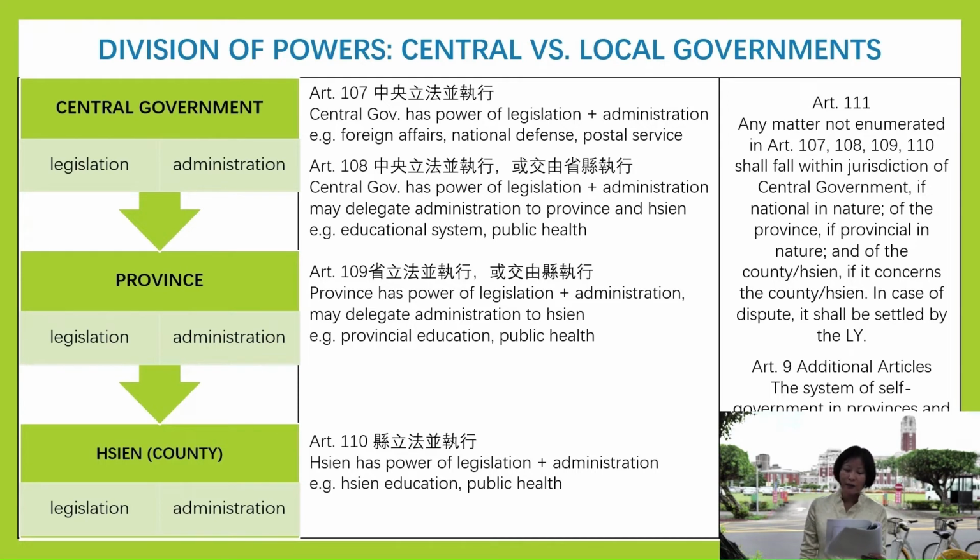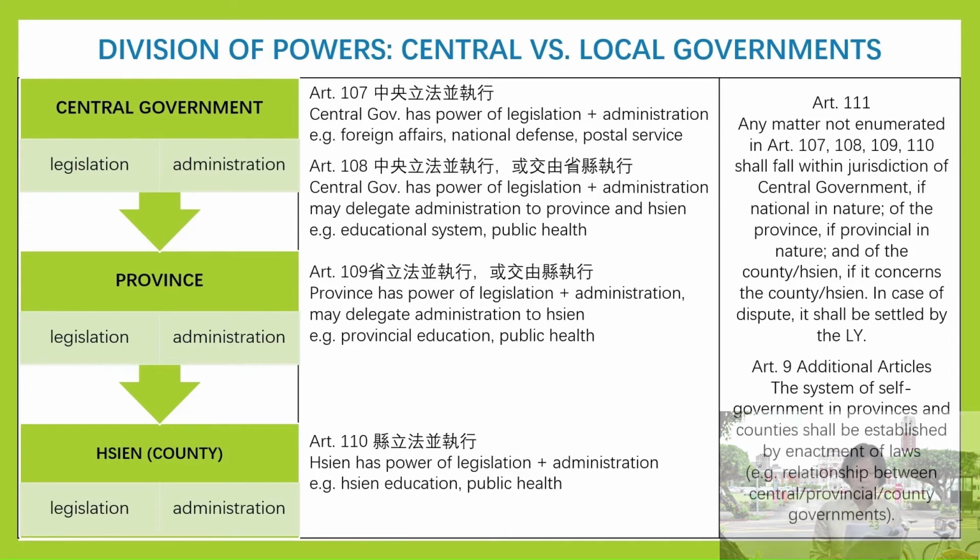Here a perfect example is public health. Public health can fall under the power of the central government, but can also be a power of the province and of the xian. And we're going to talk about a case with regard to public health in a few minutes.